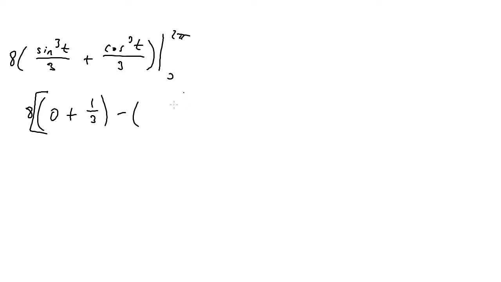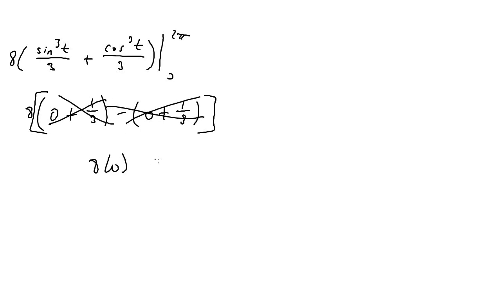Minus, when I plug in 0 for t, sine of 0 is 0, so that's 0, plus cosine of 0 is 1, so we get 1/3. So we get a positive 1/3 minus 1/3, that will cancel, and so we get 8 times 0, which is obviously just going to be 0, and that is the final answer.